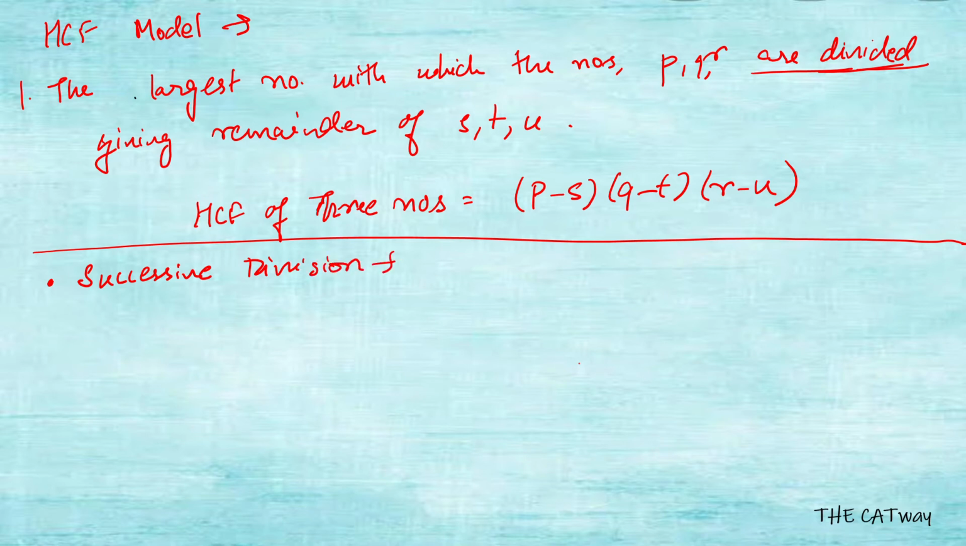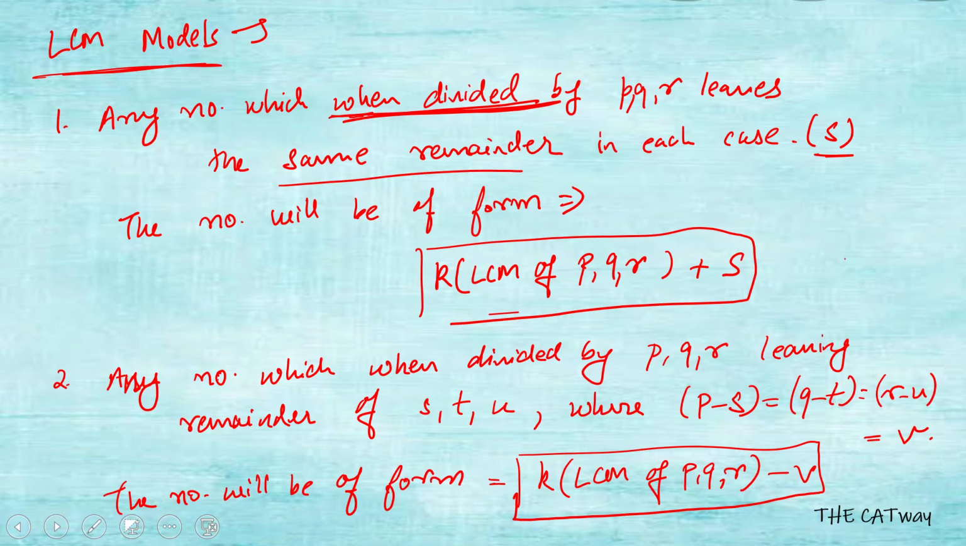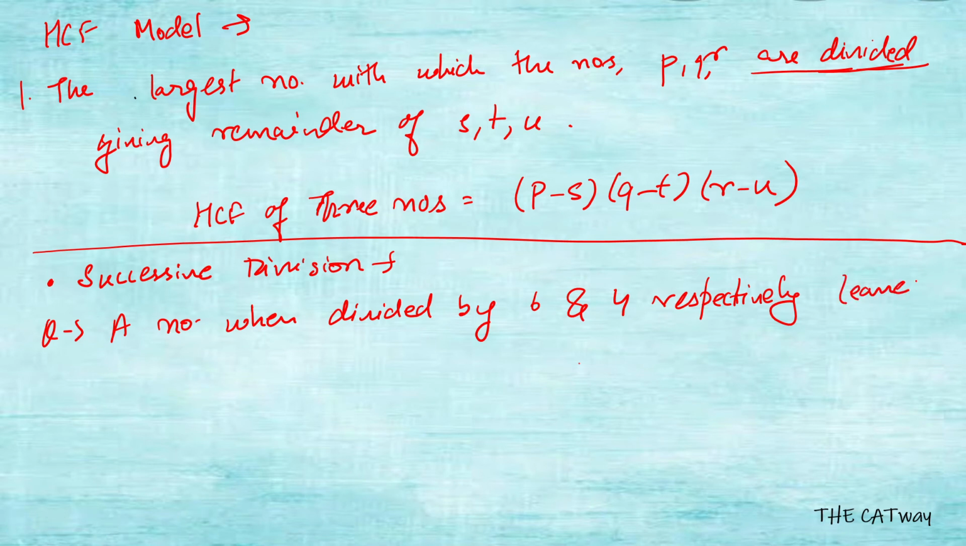What happens is, let's first write the form. Okay, so let's write a question and understand it with the help of that. So the question is, a number when divided by 6 and 4 respectively leaves remainder of 5 and 2.